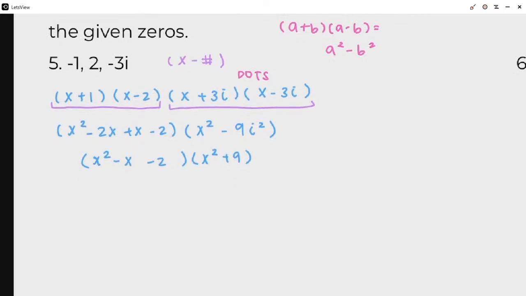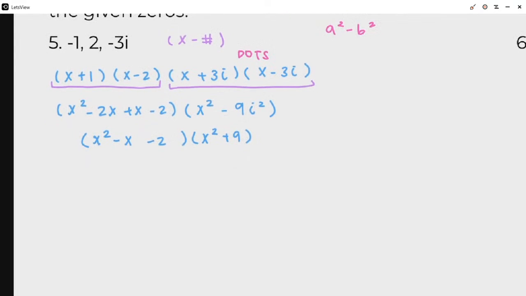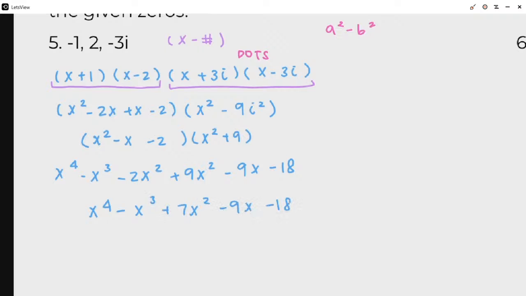Then we'll have to multiply this. So we get x to the 4th. I'm distributing this way, by the way. So I'm going from left to right. Okay, so we get x to the 4th minus x cubed minus 2x squared plus 9x squared minus 9x minus 18. So that's x to the 4th minus x cubed plus 7x squared minus 9x minus 18. So the lowest degree of this problem is 4, since we have 4 zeros, and the leading coefficient is 1.